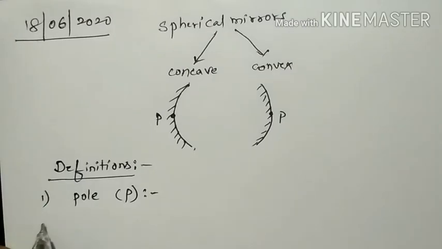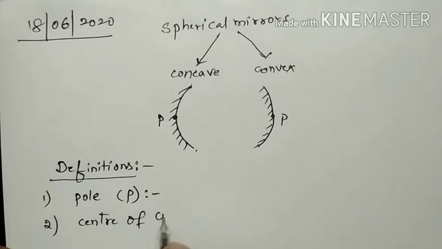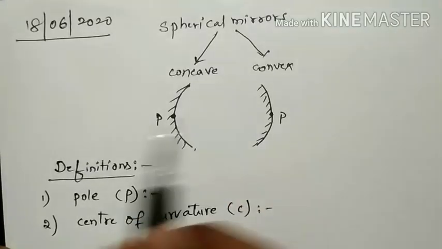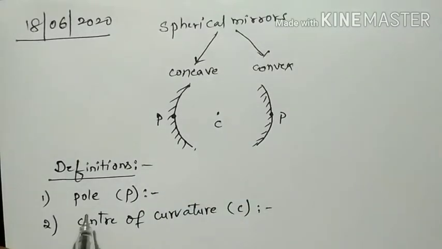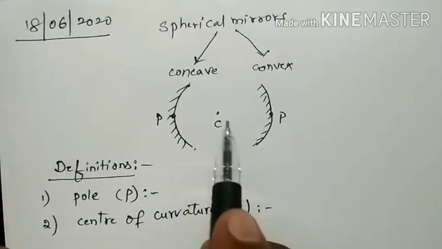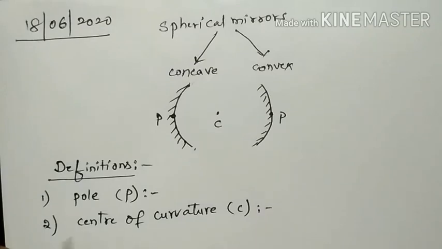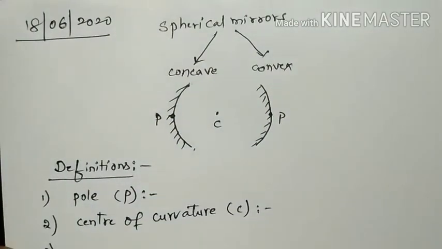The second definition is center of curvature. What is center of curvature? It is denoted by the letter C. Curvature means it is a part of a sphere, and that sphere has some center. That will be the center of curvature of the mirror. If we complete this, it will become a sphere, so I will take this as the center. The center of the sphere of which the mirror forms a part is called the center of curvature.